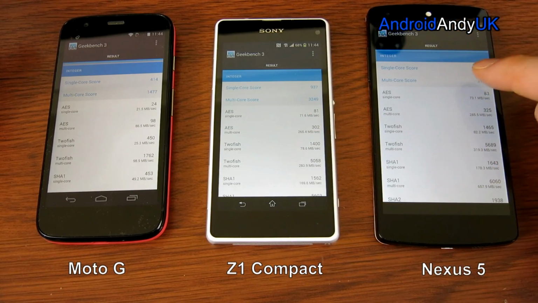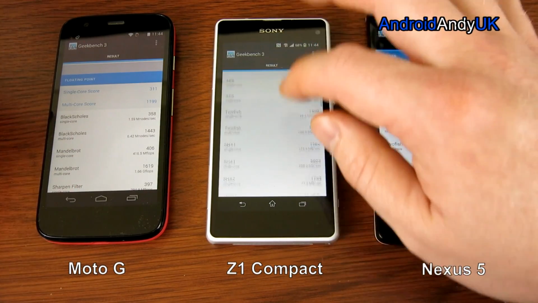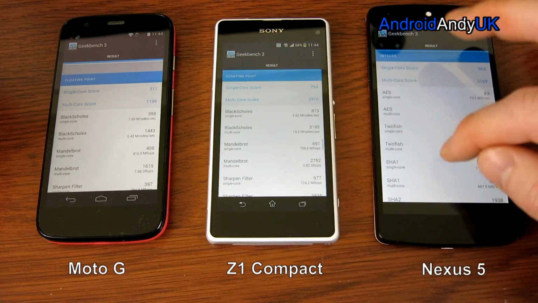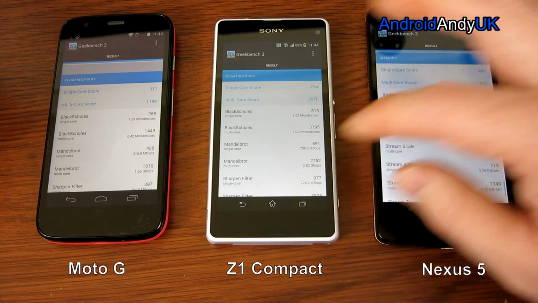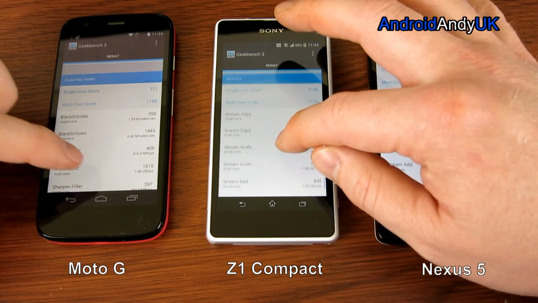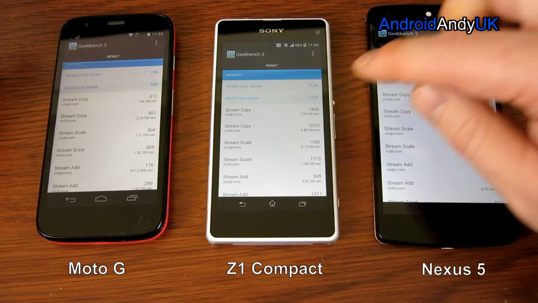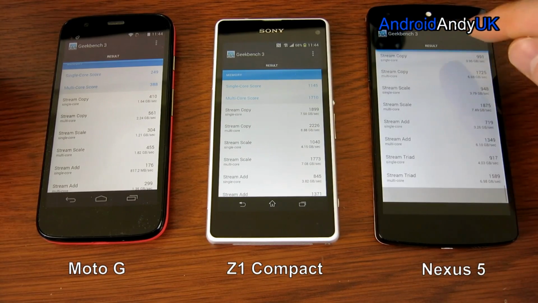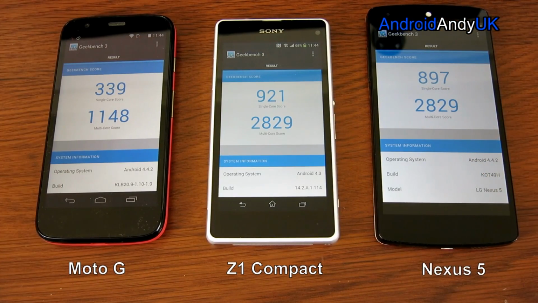So you can see actually the single core integer, the Nexus 5 did a little bit better, the multi-core a little bit worse. We got floating point further down the bottom. Please feel free to explain what this all means to me. Floating point, the Nexus 5 actually did a little better. Memory, you can see the Z1 Compact does a lot better. So there we go. Those are the Geekbench 3 results.